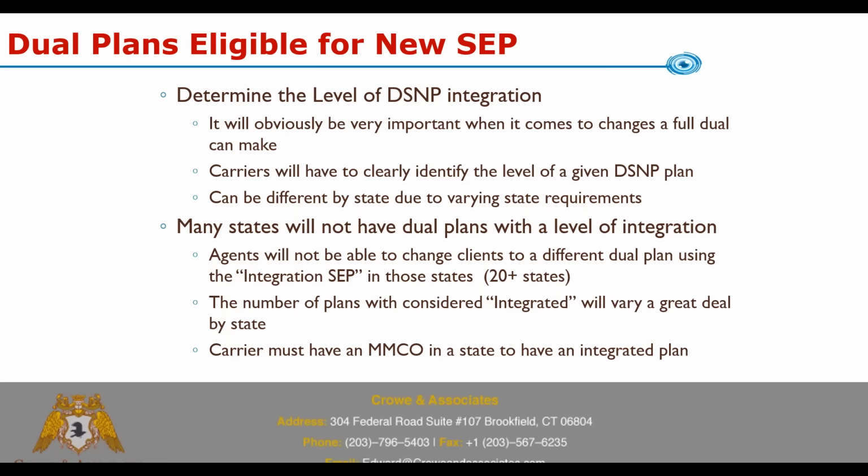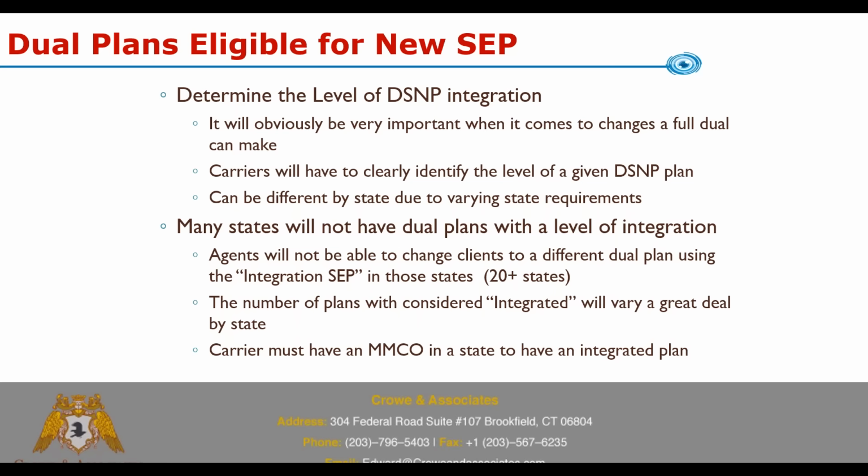I will tell you right now, there's 20-some states that will not have any integrated plans at all. There will be some states where some of the plans will be integrated and others aren't. There's one key thing that determines if they can get a definition of integration. We'll talk about it in one second. So anyway, you could be an agent in a state that has no integrated plans. Connecticut, for example, has none in 2025. And there's 20-some states like that. And again, some states will have a few integrated plans, but it's going to vary a great deal.